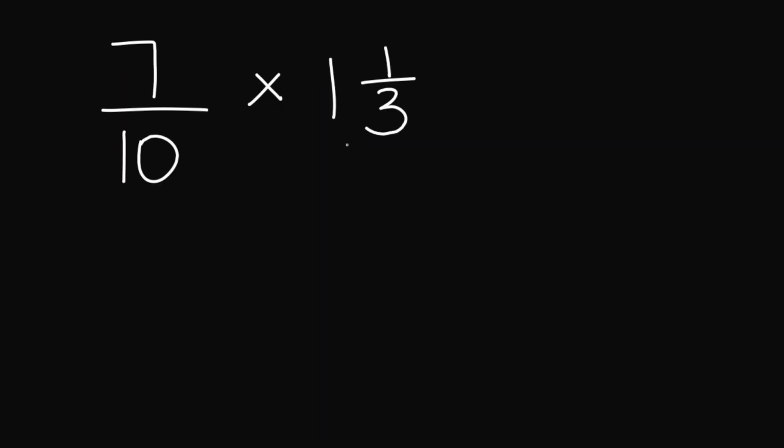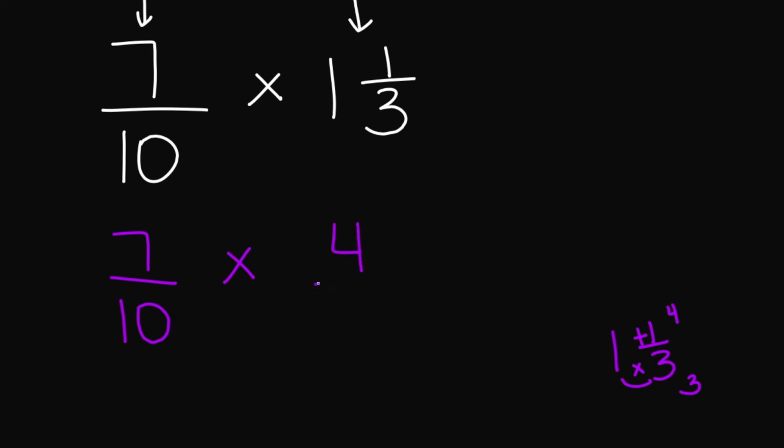So let's look at this example here. We have a proper fraction and a mixed number. So in this example, we need to turn the mixed number into an improper fraction. 1 times 3 is going to equal 3, plus 1 is going to equal 4. So we have 7 over 10 times 4 over 3. We turn this mixed number into an improper fraction.